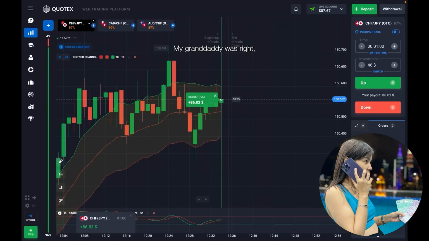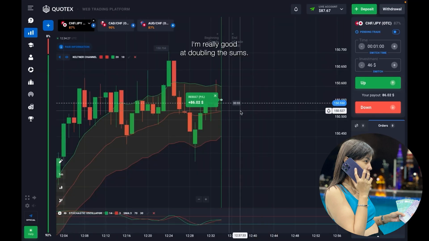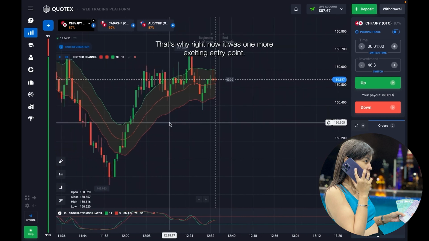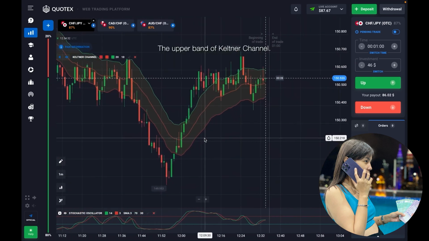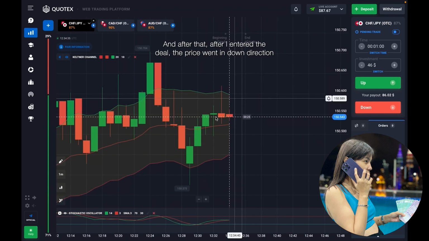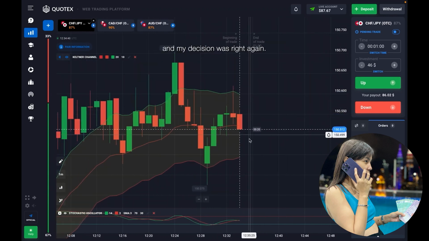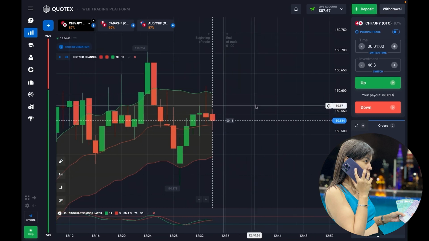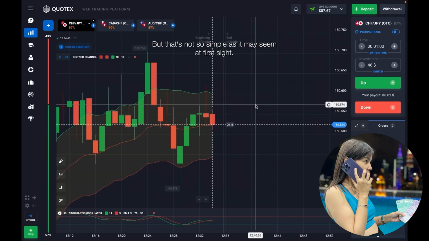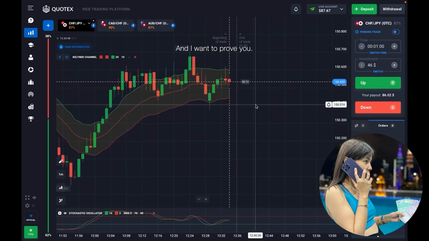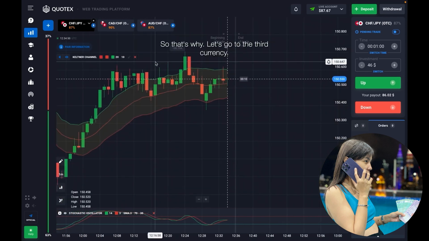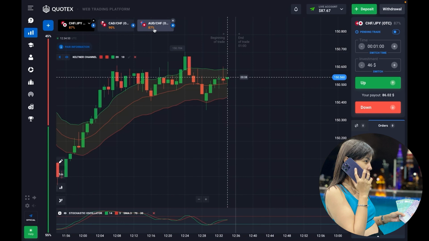So guys, my granddaddy was right. I'm really good at doubling the sums. That's why right now it was one more exciting entry point, the upper point of the channel, and after I entered the deal, the price went in a down direction and my decision was right. But it's not so simple as it may seem at first sight, and I want to prove it to you. So that's why let's go to the third currency.